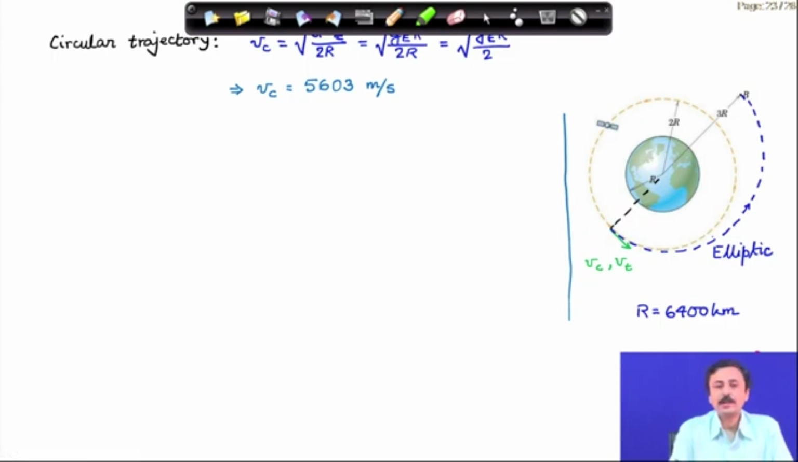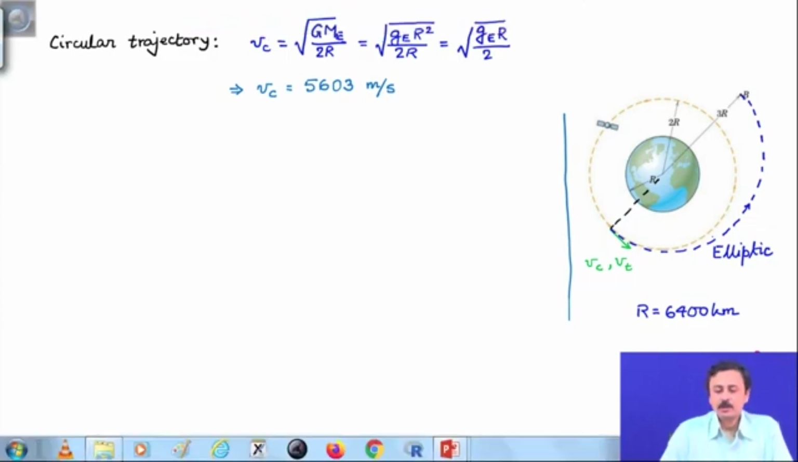it turns out, and when you plug in the values, we know the acceleration due to gravity on the surface of the earth, we know the radius of the earth, and that divided by 2 and under root, that turns out to be 5603 meter per second. This is the orbital speed on the circular path. Now, we know the various parameters of the ellipse.